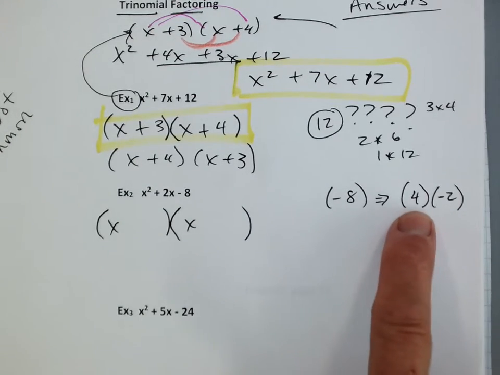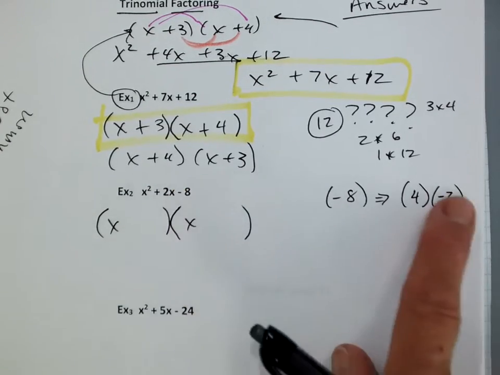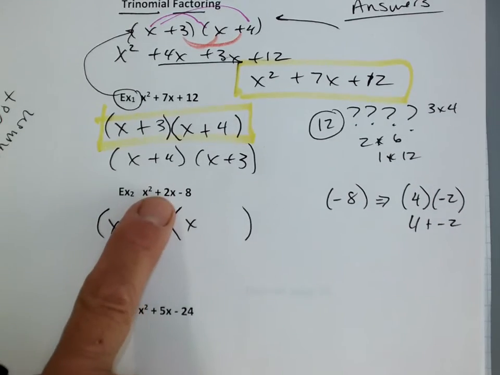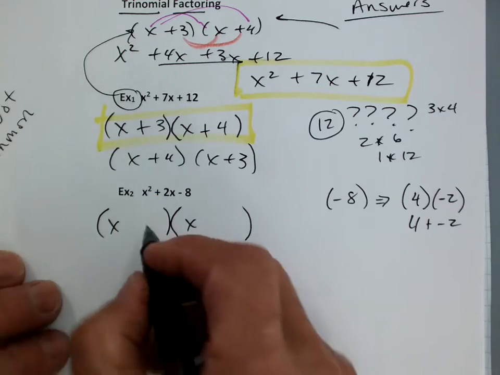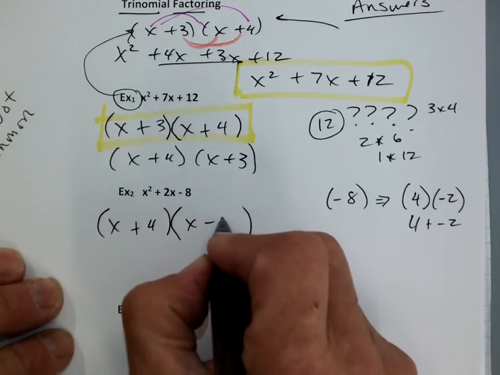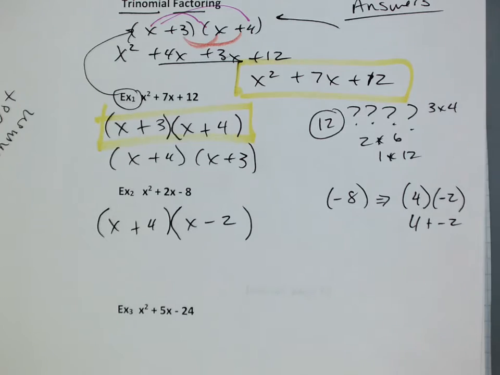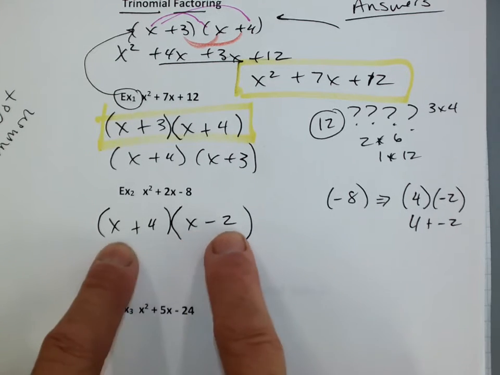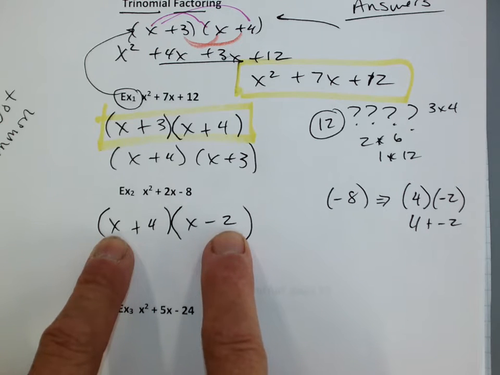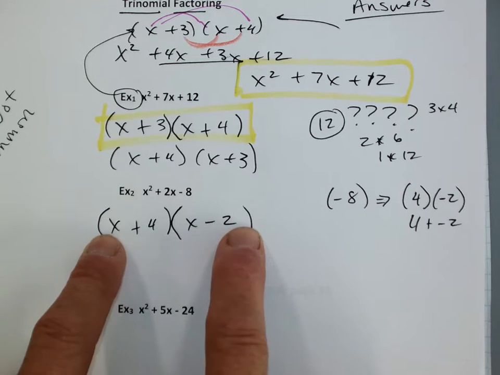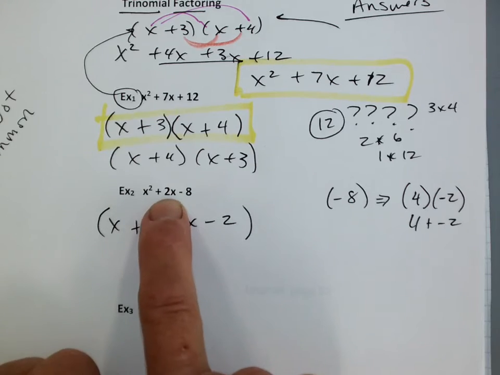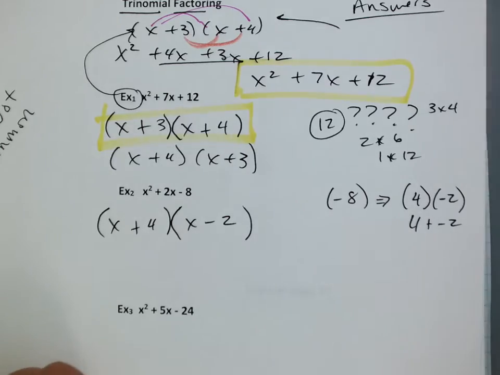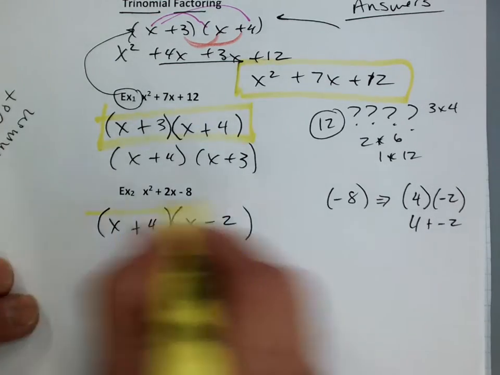Because when I multiply them, I will get a negative 8, but when I add them, I'll get a positive 2. So I want a positive 4 and a negative 2. Let me just check this. X squared, yeah. Here gives me a negative 2x, positive 4x. Negative 2x and positive 4x add up to my middle term of 2x. And then finally I get my negative 8. So that's going to be the factored term.